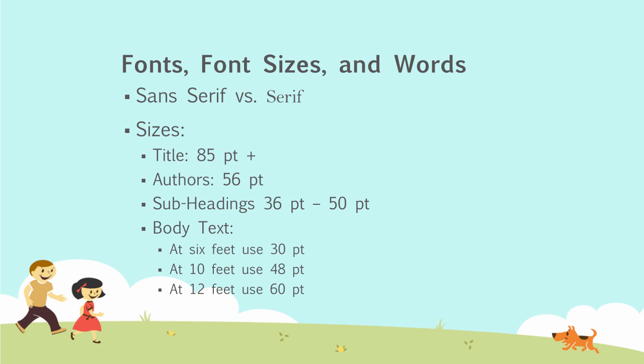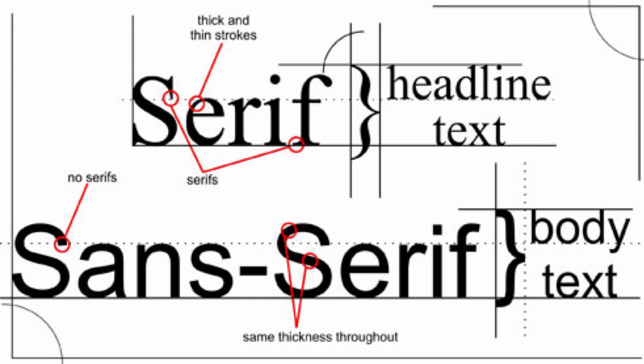So in general, and this applies to you all, if you're making your poster for us too, your title needs to be about 85 point or bigger. We need to be able to read it from about 3 feet away. Your name, 56 points, subheadings, 36 to 50 points. This is just a good guideline for keeping the text the right size. And so you can see down here at the bottom for body text, if you use 30-point font, you can read it from about 6 feet away, 48 font, 10 feet away, 12.6, see what I'm saying? Just a good rule of thumb for you guys.